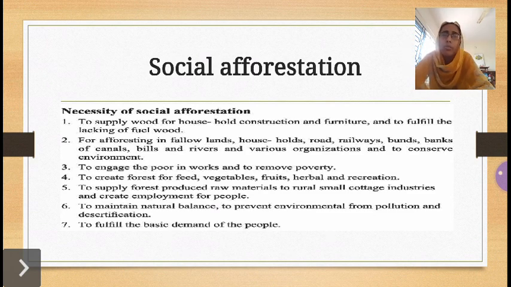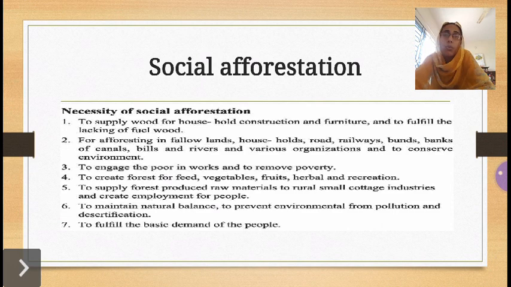To engage the poor in work and to remove poverty. Some poor people in our villages do not get any jobs, they just pass their time. They do not have any work, so they can engage in work in afforestation or these cooperative programs.